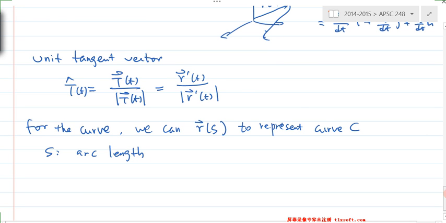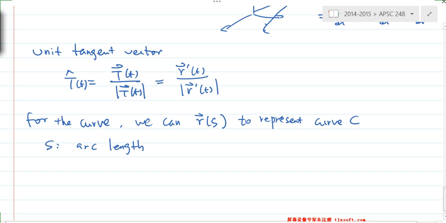Let me show you an expression here. Instead of taking the derivative of r over t, we're now going to take the derivative of r over s. Probably in the next lecture, I'll show you an example of how to get a parametric equation for a curve using arc length s instead of t. For now, just trust me. Usually, r of s is not as popular as r of t, and it's not as easy to find.